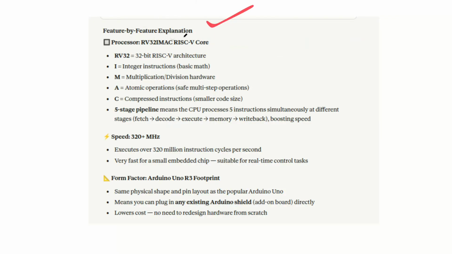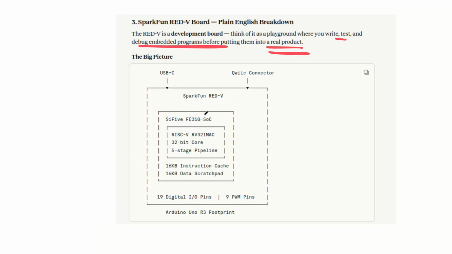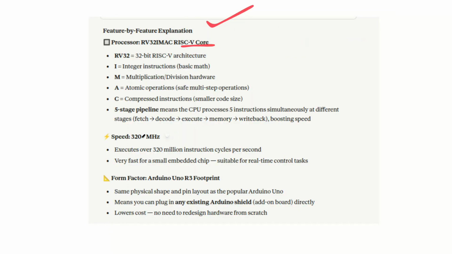Now, what are the features of this RedV board? Let's see. There is a processor here on the RedV board. This is a RISC-V processor, RV32IMAC. The processor there is the RISC-V RV32IMAC processor on this RedV board. Okay, fine.